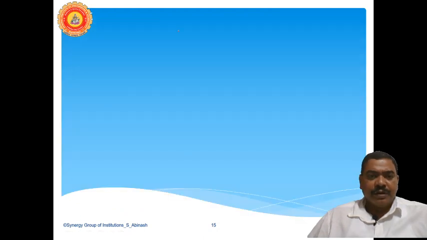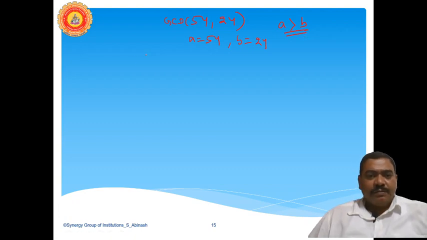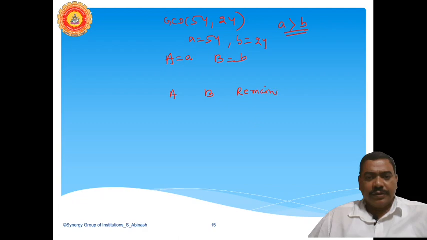Let's calculate. Suppose we want to find the GCD of 54 and 24. Here A is equal to 54 and B is equal to 24. We have to arrange them so that A is always more than B. If A is less than B, then A will become B and B will become A; we have to perform a swap operation here. As per the algorithm, A is A, B is B, and R is the remainder.